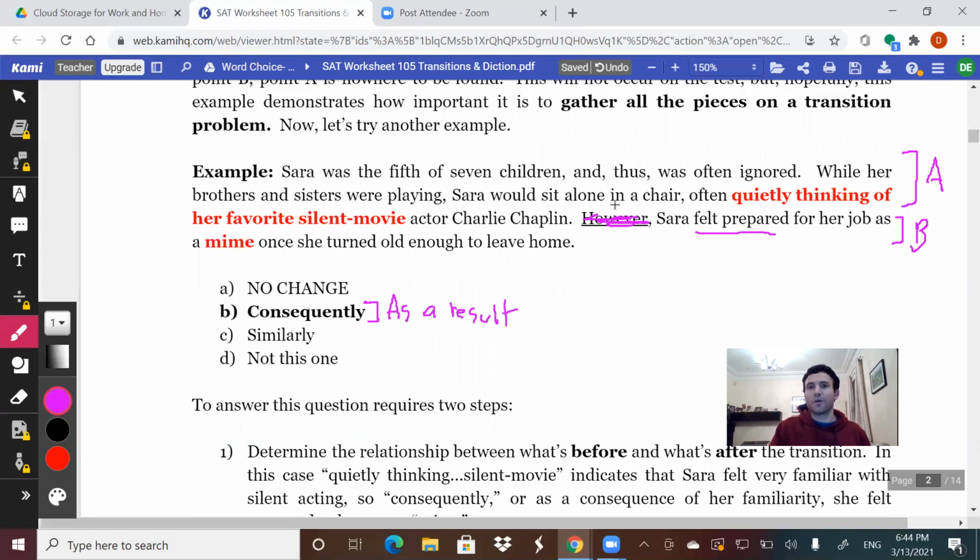So because of her spending time thinking about silent movies and being aware of silent movies, she felt comfortable being a silent actor or a mime. So this is a result or a consequence of what came before. Similarly, I'm going to caution you on this very, very carefully. If you see anything that signals a comparison, make sure a comparison is actually there. In this case, nothing is being compared.